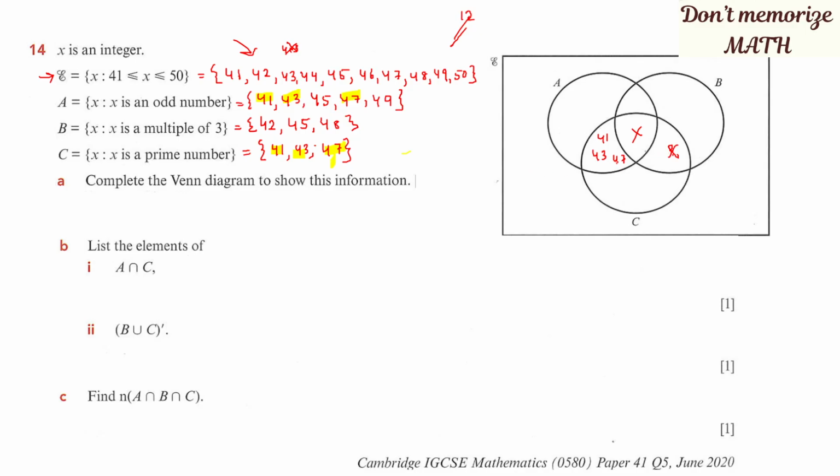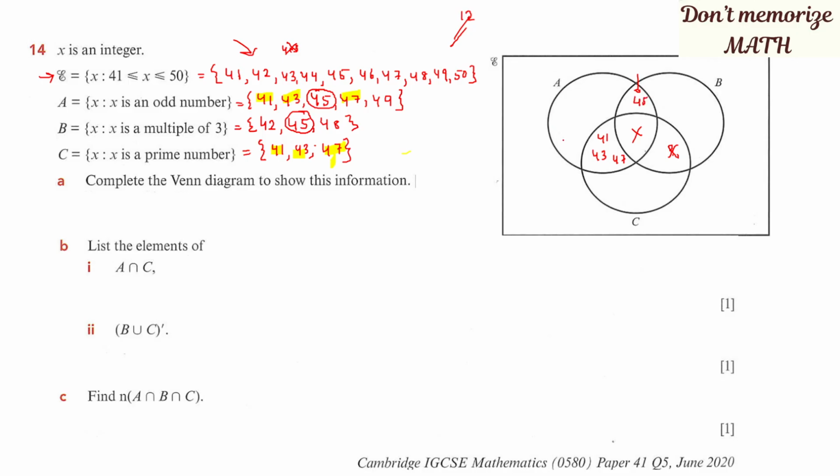Okay, then is there anything common for A and B? We are going to fill this portion. A and B, do we have anything common? Yes. 45 is common. Okay, is there anything else? No. So you can write 45 here.